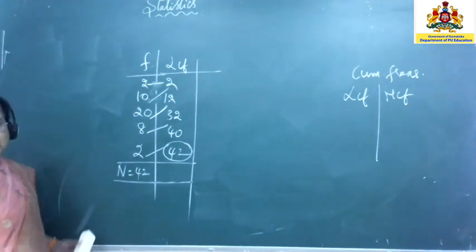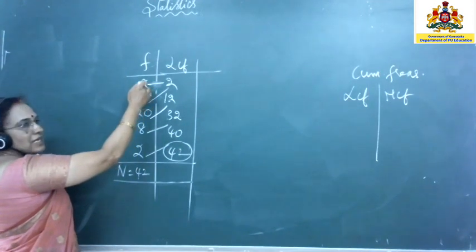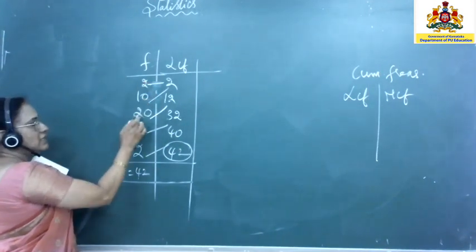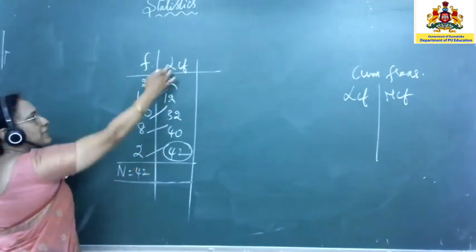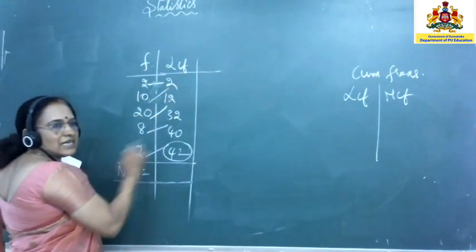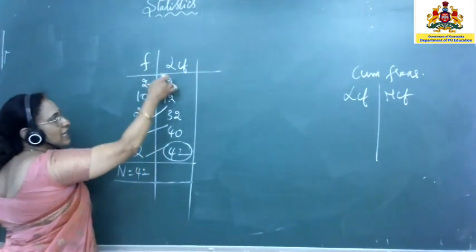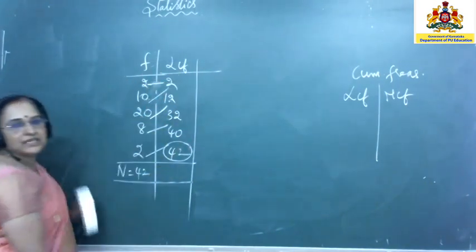One more thing you can remember. Frequency starts with a lesser value, increases to a maximum, then decreases. But LCF is always in one order, ascending. L means less than, so it starts with a lesser value and keeps on increasing.